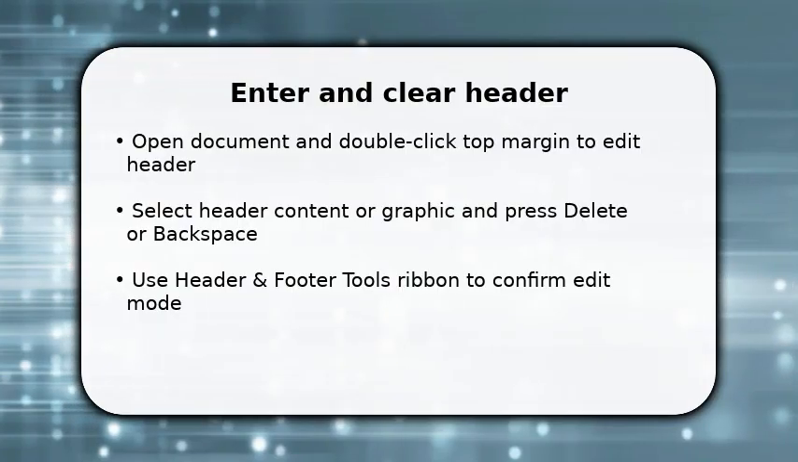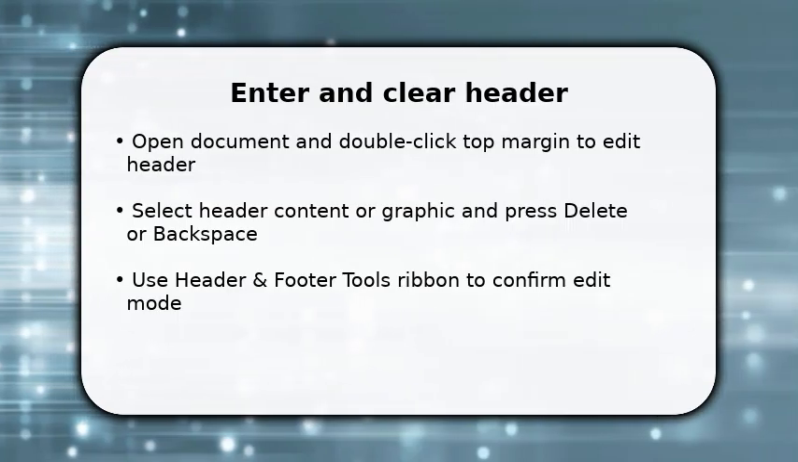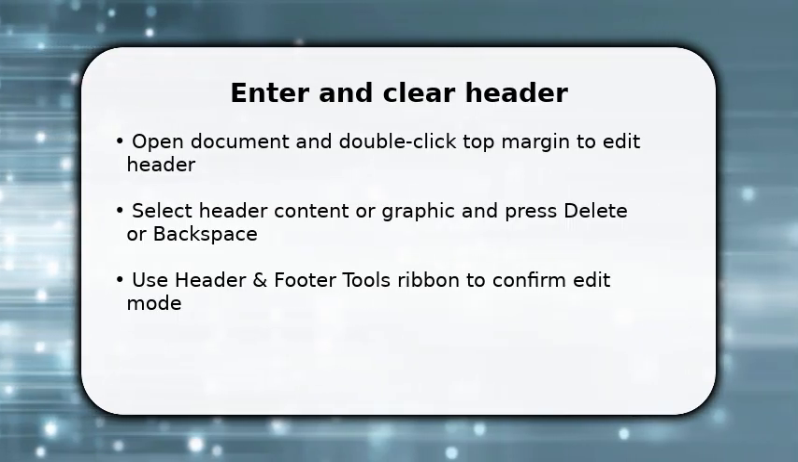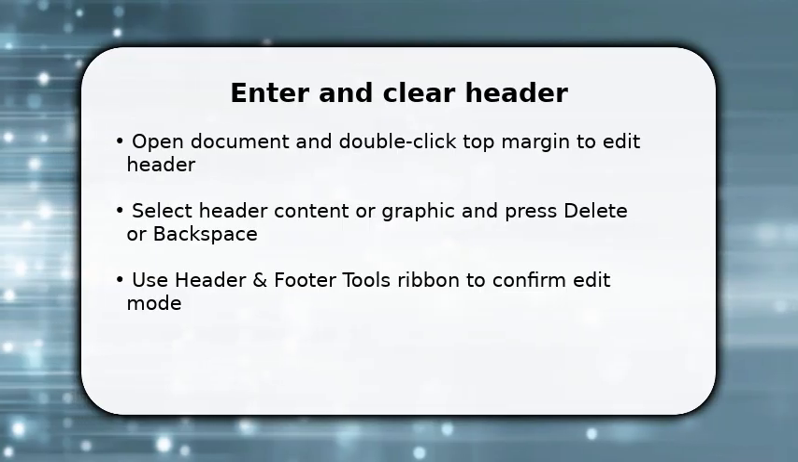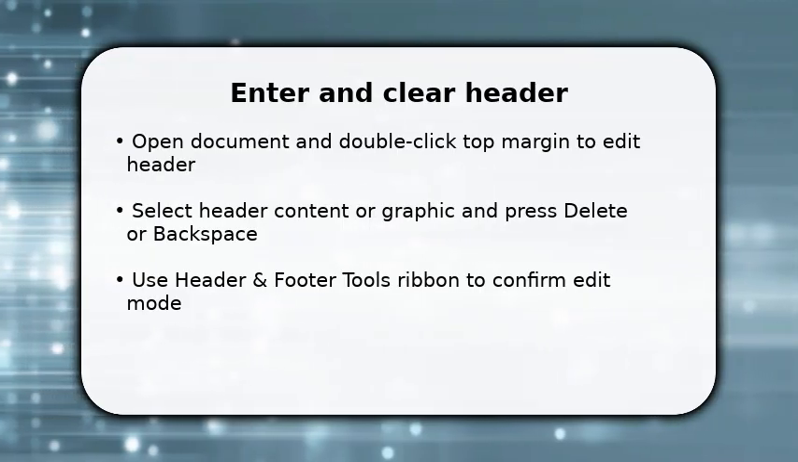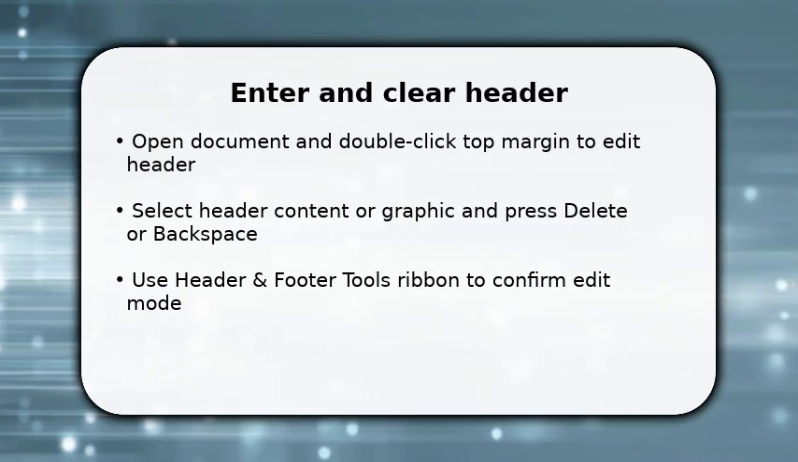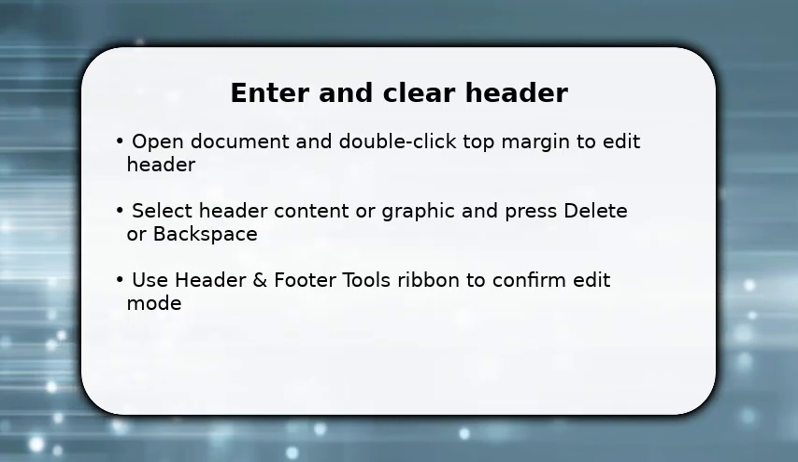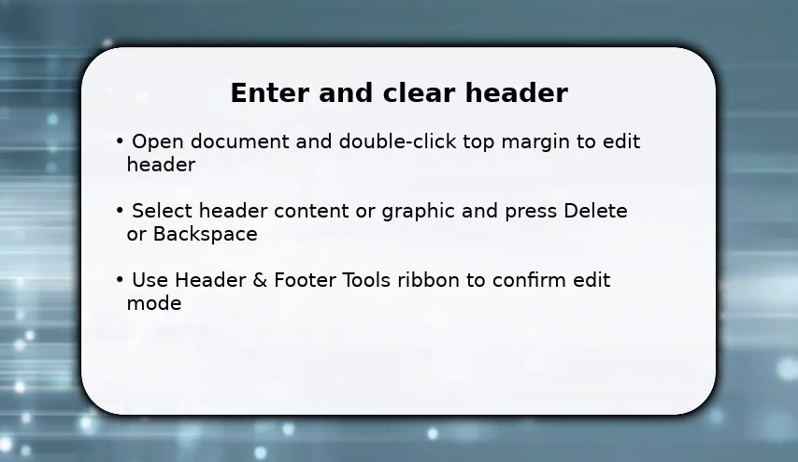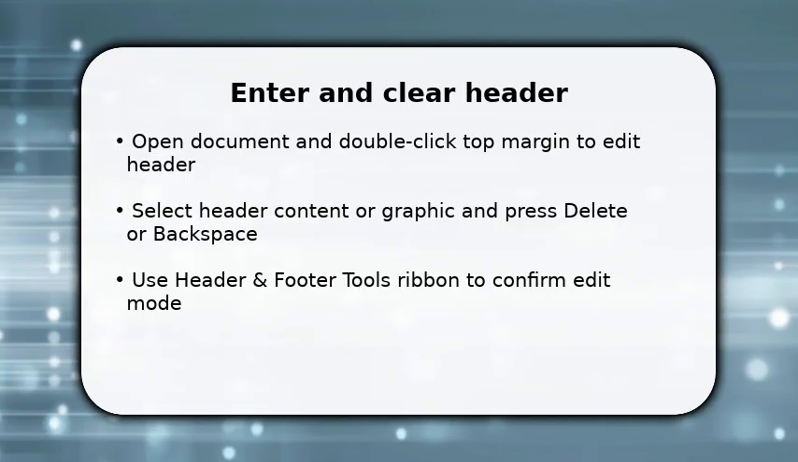You start by entering header edit mode because headers are persistent across pages. Double-click the top margin or go to Insert Header and choose Edit Header. Once inside, select any text, images, or page numbers and press Delete so the placeholder is cleared. Make sure you watch the ribbon. Header and Footer Tools appears and shows section controls.